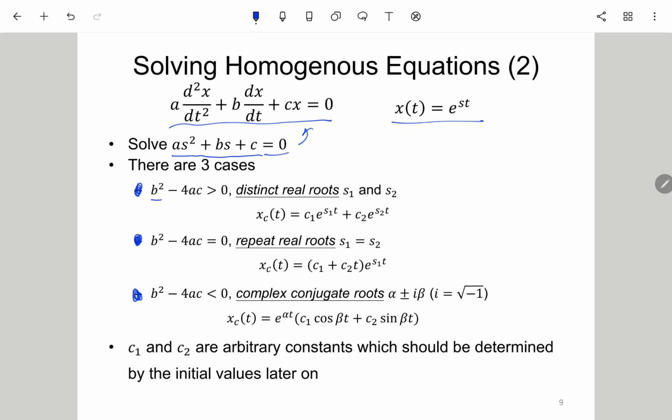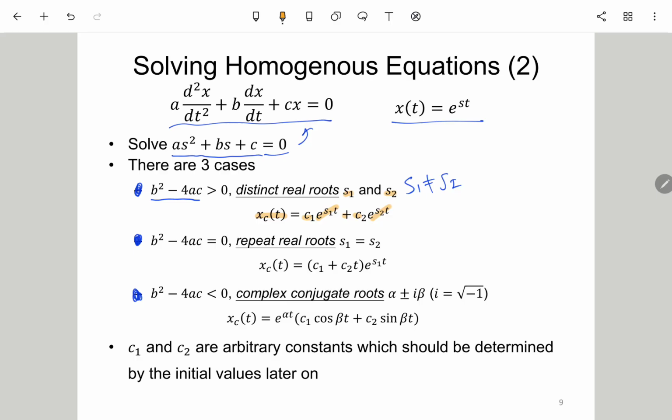So for the first case, b squared minus 4ac is larger than 0. So you already know it has two distinct real roots. Let's call the distinct real roots s1 and s2. They are different from each other because b squared minus 4ac is larger than 0, so s1 is not equal to s2. In that case, the homogeneous solution will be x_c of t equals c1 times exponential to s1 t plus c2 times exponential to s2 t.